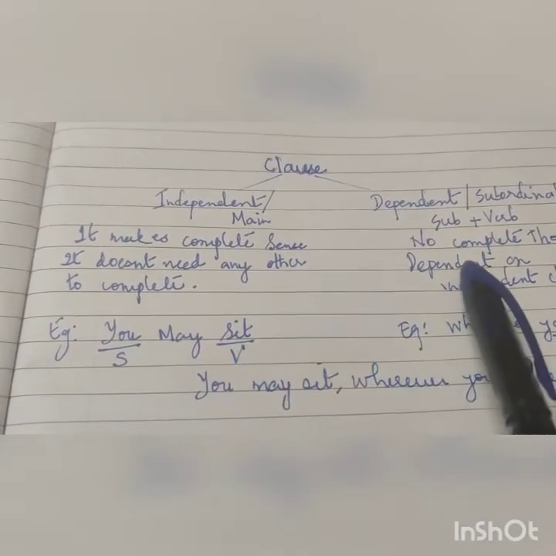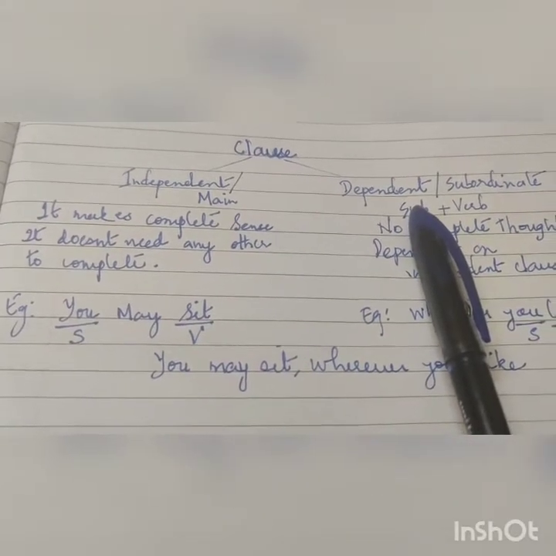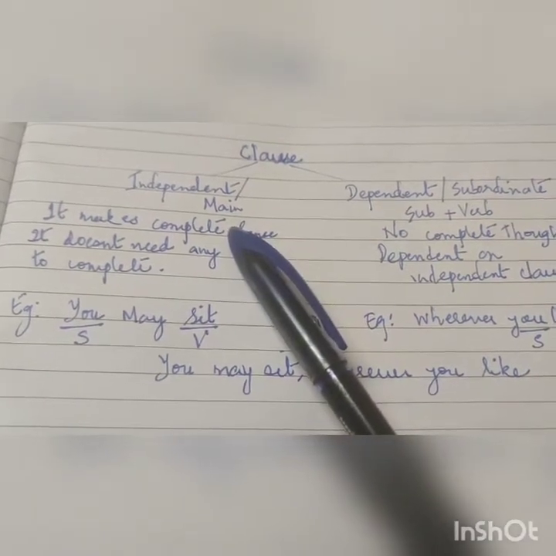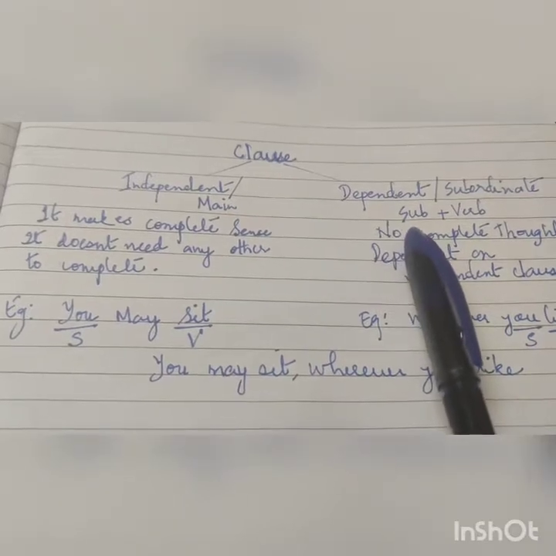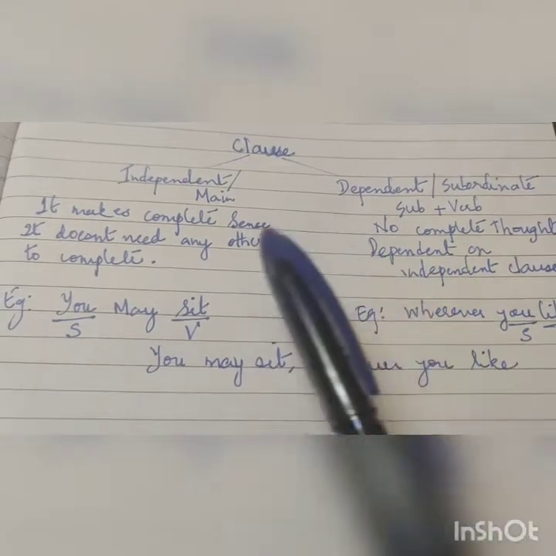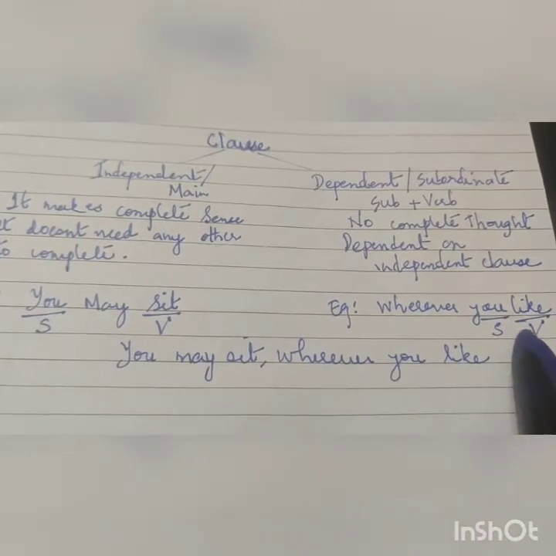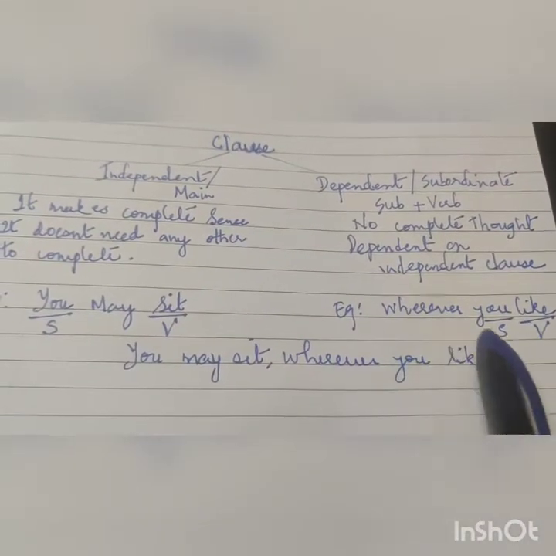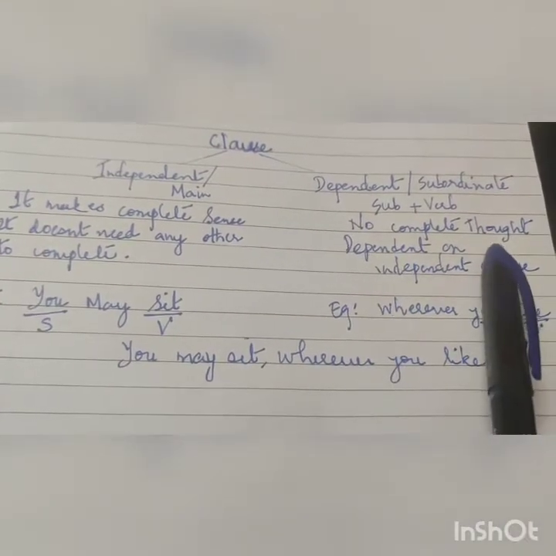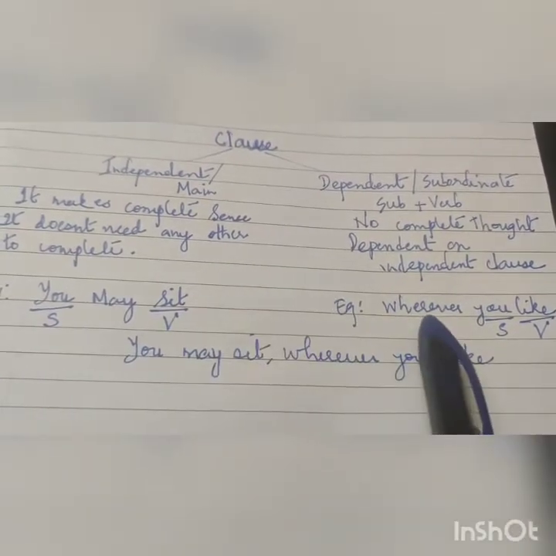Now let's see what a dependent clause is. From the word itself, dependent, you must have got an idea that it is dependent on the main clause. A dependent clause also has a subject and a verb, but no complete thought; it is dependent on the independent clause. Example: wherever you like. It has a subject and a verb, but it doesn't have a complete thought. It needs an independent or main clause to complete it.